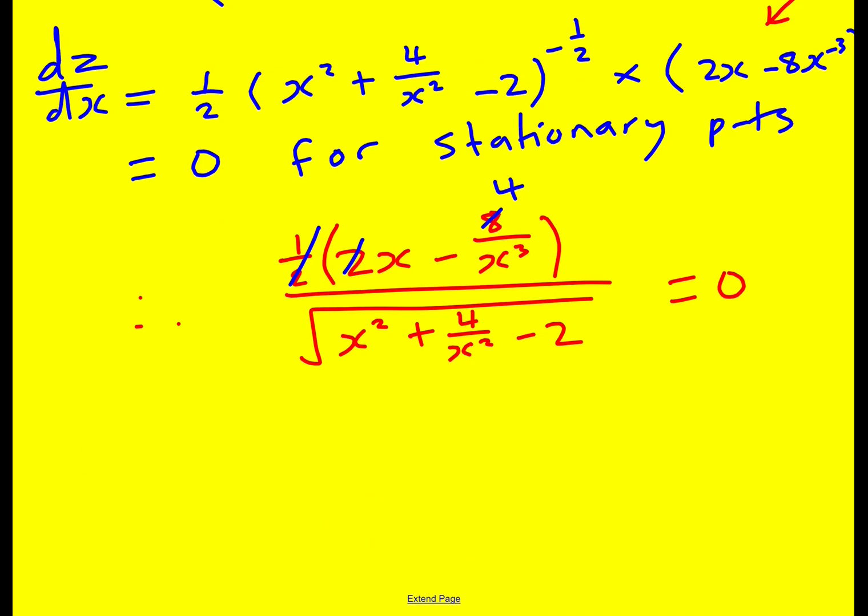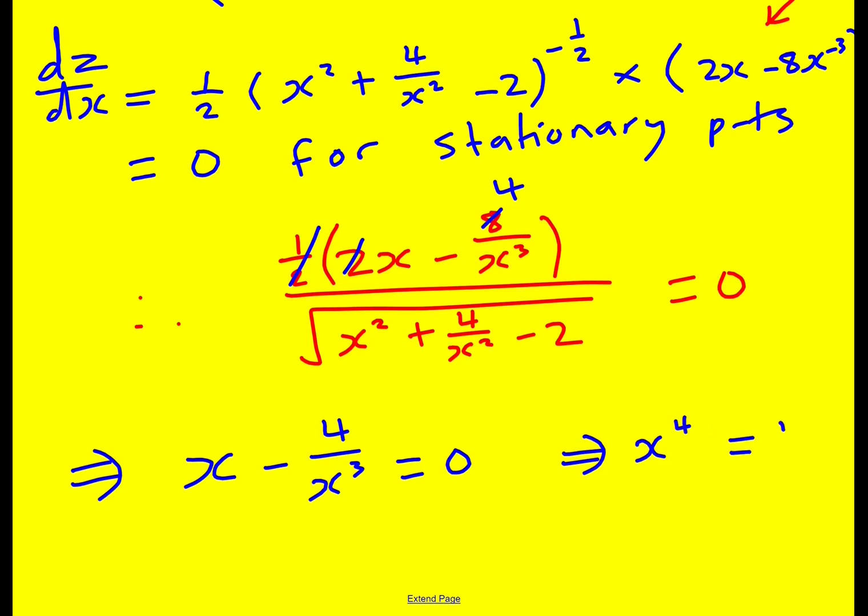Now for this to equal 0, it must be that the numerator is 0. I can't divide by anything to get 0. So it must be that x minus 4 over x to the 3 is equal to 0, which means if I times through by x cubed, it must be that x to the 4 is equal to 4.